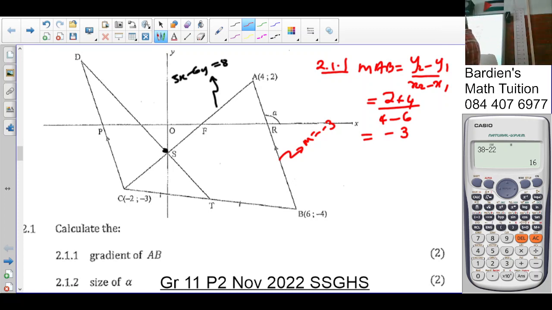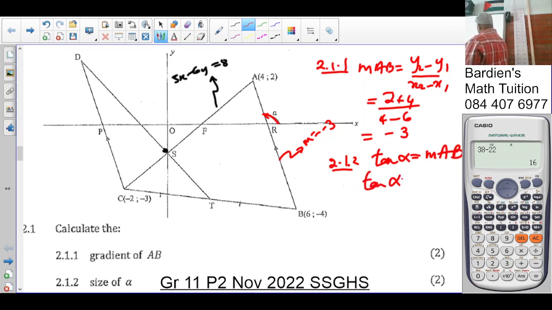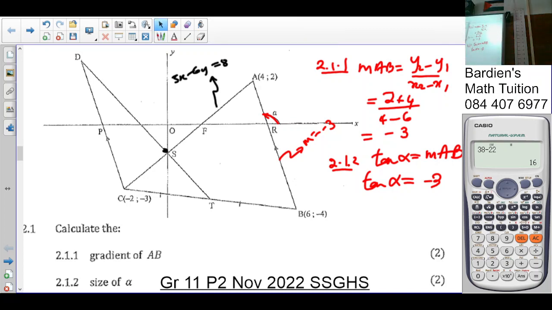Which means to say the gradient of DC is also negative 3, not so? Why? Because if lines are parallel, gradients are equal. So in 2.1.2 the question asks for the size of angle alpha, which is this angle there. So what do we then say? Tan of alpha, of course, is equal to the gradient of AB. So tan of alpha is equal to negative 3. Because the gradient is negative, arctan is going to give you a negative angle, and then add 180 to it.